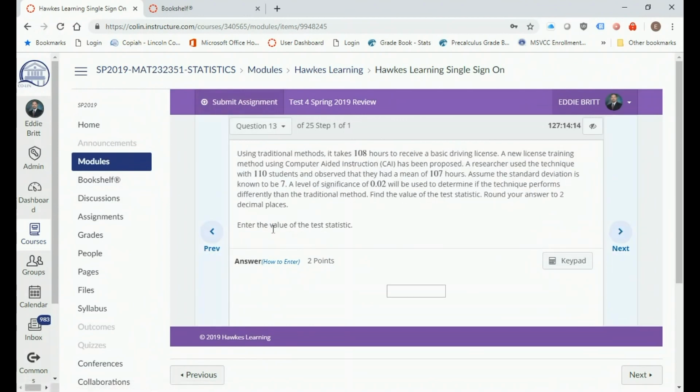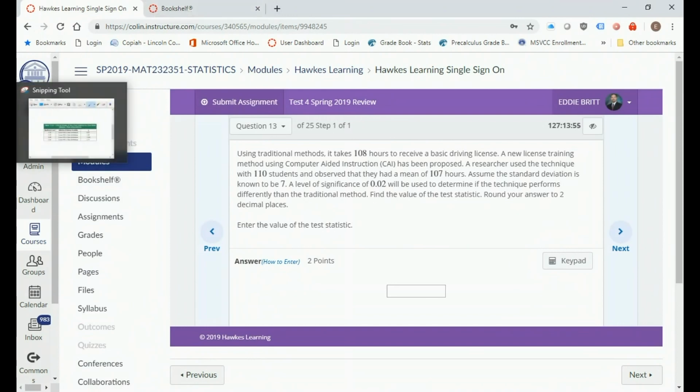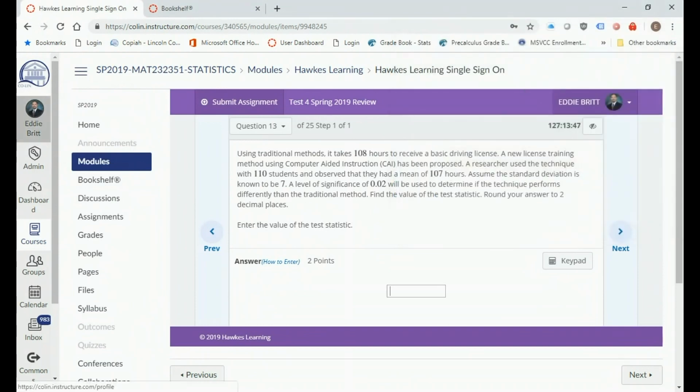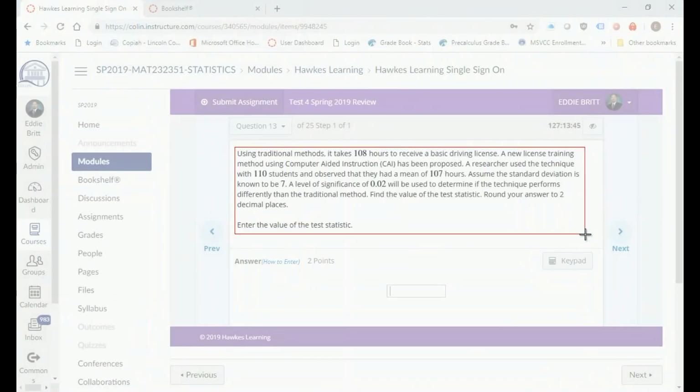All right, this is another find the test statistic. So you may be thinking, well, how is this different? I see 0.02. Well, we need to know if it's left-tailed, right-tailed, or two-tailed. We need to know if the population standard deviation is known or unknown, because if it is unknown, it becomes a critical t value. Okay, so I'm going to copy this down.